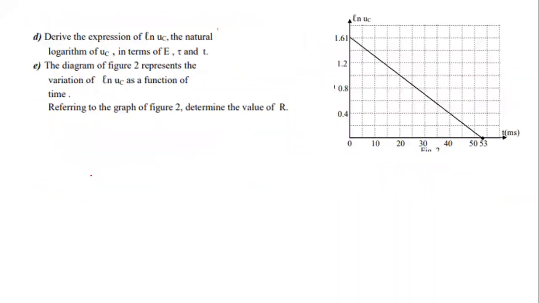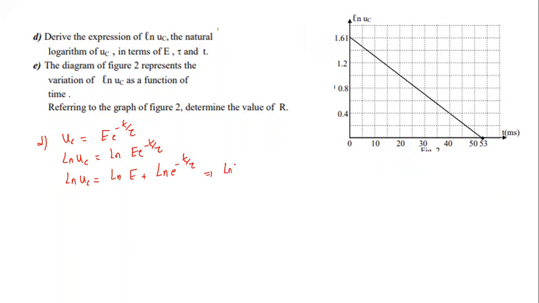We continue: derive the expression of ln UC in terms of time. We have UC equal to E e to the power minus T over tau, which means that ln of UC is equal to ln of E times exponential. This is of the form ln of A times B, which becomes ln A plus ln B. This means ln UC equals ln E plus ln exponential of minus T over tau, which means that ln of UC is equal to ln E minus T over tau. Then this will be the equation in terms of time.